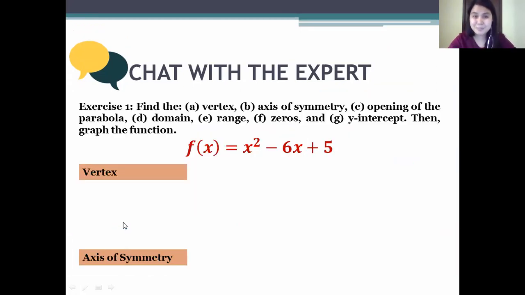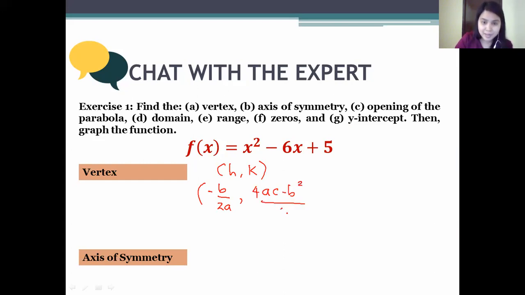Now let's have our first practice. Ready? Okay, now let's start. You'll find the vertex, axis of symmetry, opening of the parabola, domain, range, zeros, and y-intercept. Then we need to graph it afterwards. So let's start. Remember, our vertex is (h, k). What's our h again? That's negative b over 2a. And our k is 4ac minus b squared over 4a.